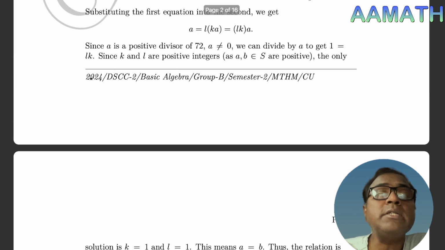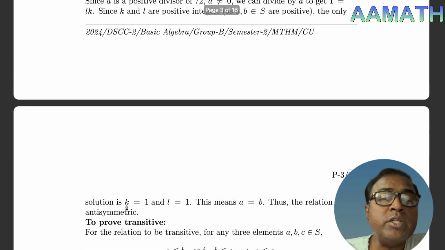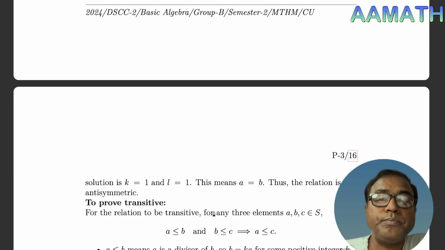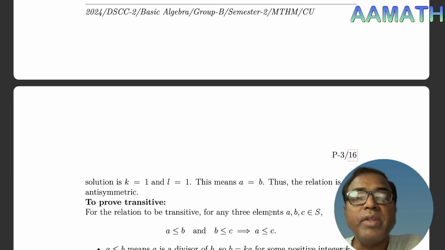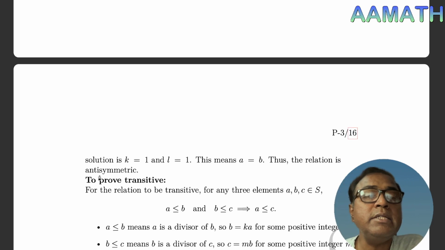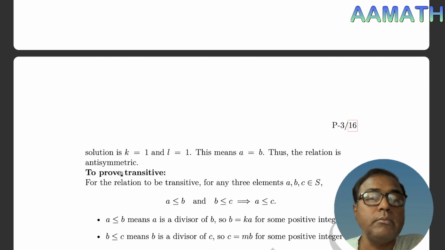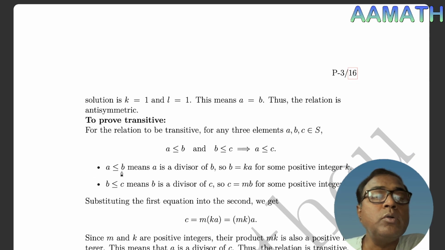So now this is the LK solution: K equal to 1 and L equal to 1. This means that A equal to B, thus the relation is antisymmetric. Now we prove the relation is transitive.